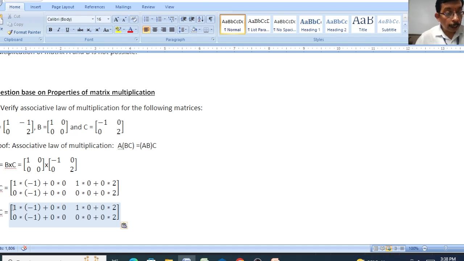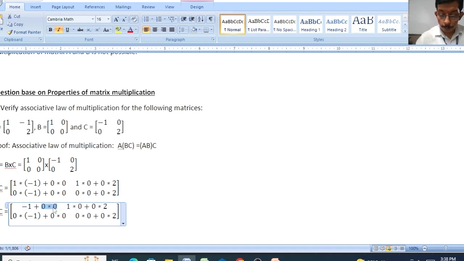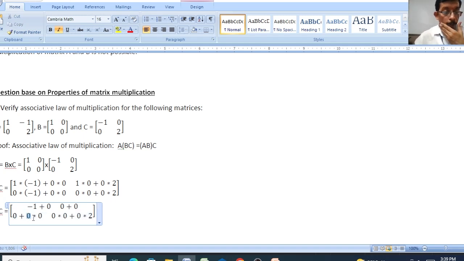1 into minus 1, the result is minus 1. 0 into 0, the result is 0. 1 into 0, the result is 0; note down 0 in the same position. 2 into 0, the result is 0; note it down in the same position. 1 into 0, the result is 0. 0 into 0, the result is 0. Note down 0 in the same position; 0 into 2, note down 0 in the same position.